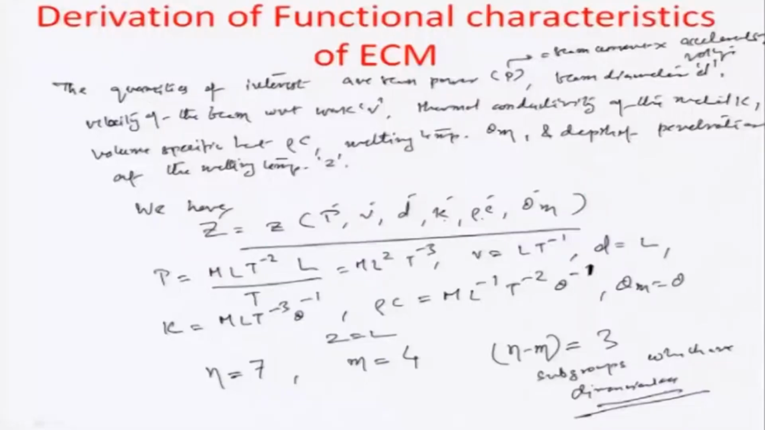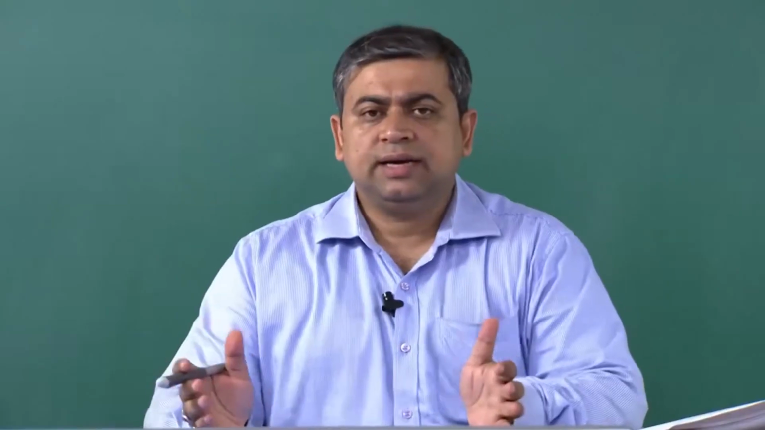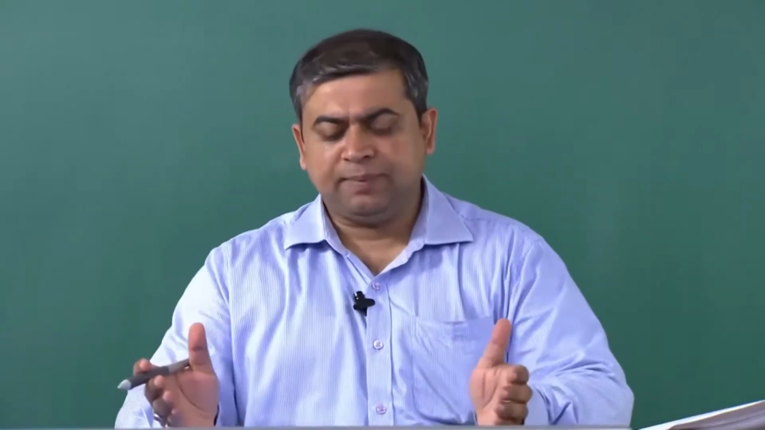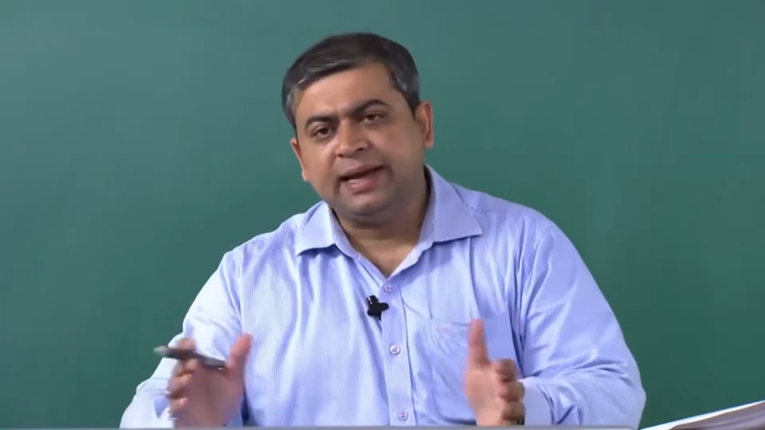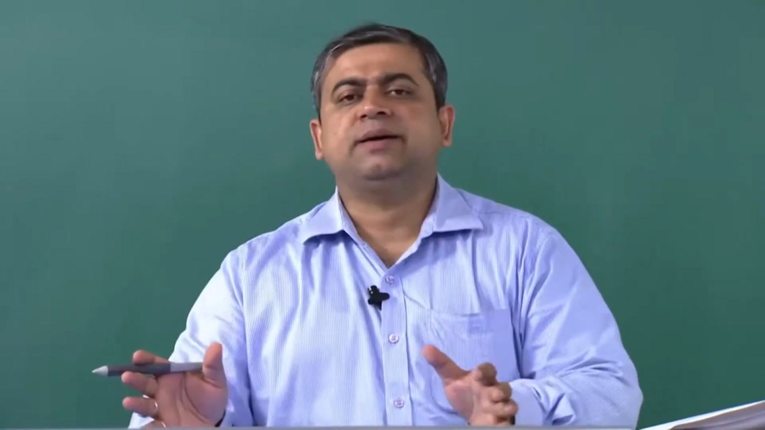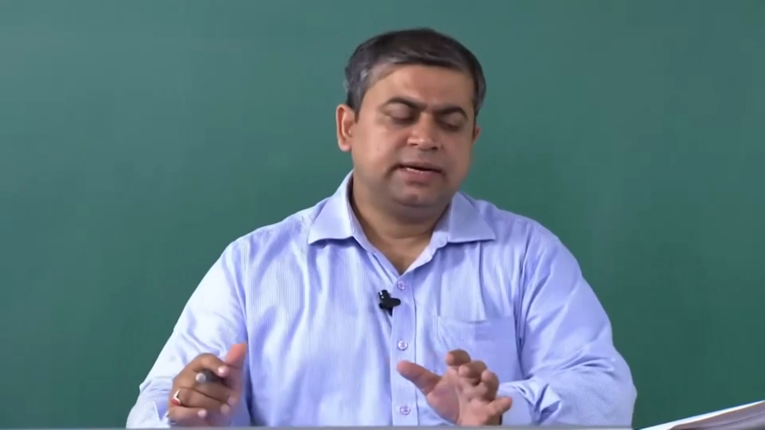So, let us assume these 3 groups, n minus m equal to 3 groups, to be, let us say, pi 1, pi 2, and pi 3. So, we can formulate these 3 independent subgroups pi 1, pi 2, and pi 3 by combining one or all of these parameters together, so that these are completely dimensionless in nature.